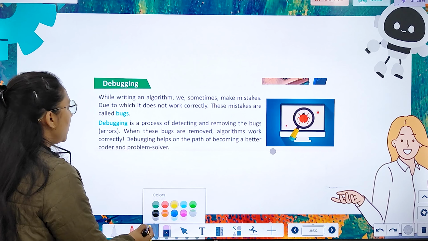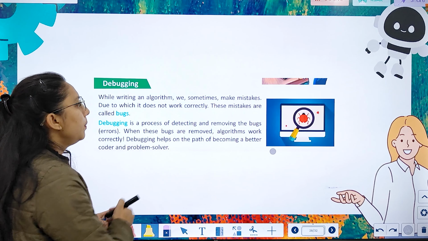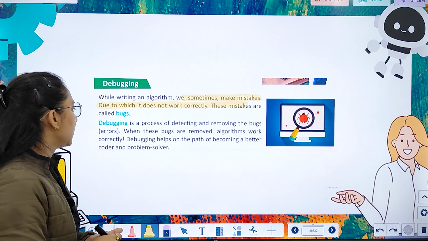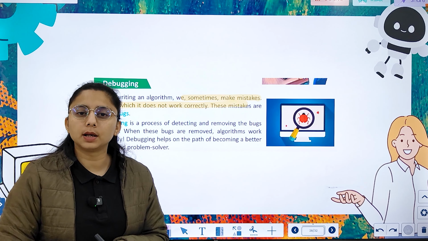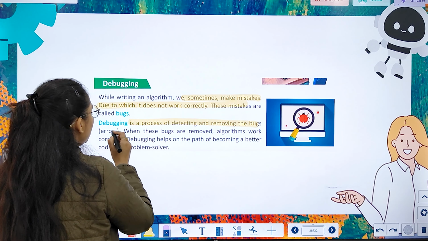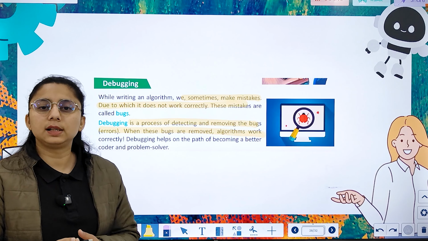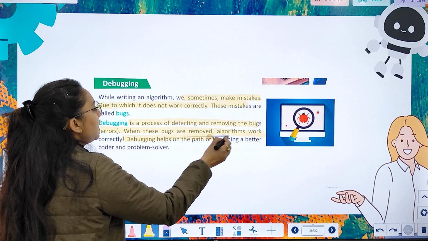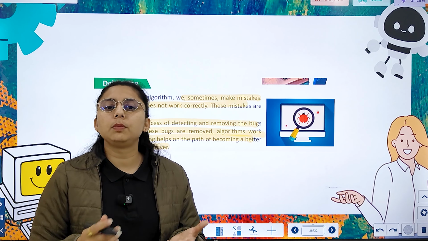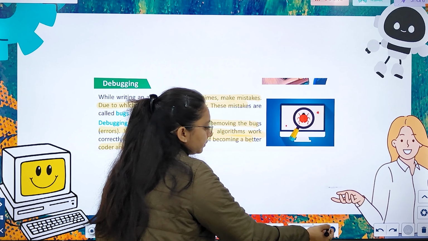Next is what is debugging. While you are writing an algorithm, we sometimes make mistakes due to which it does not work correctly. This mistake is called a bug, right? Debugging is the process of detecting and removing the bugs. When these bugs are removed, the algorithm works correctly. Debugging helps us on the path of becoming a better coder and problem solver. You can easily solve the problem, right?